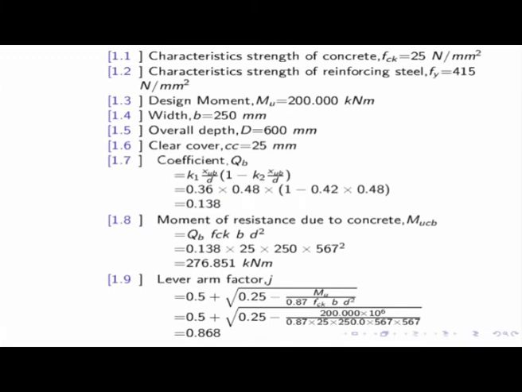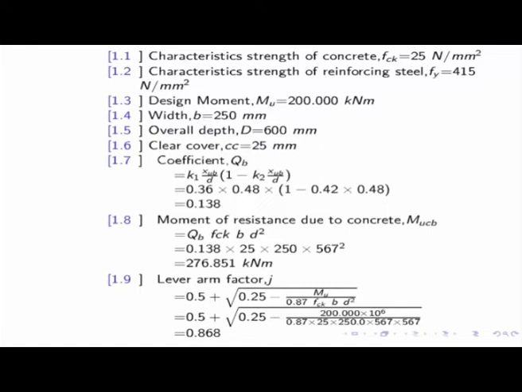So characteristic strength of concrete Fck is 25 Newton per square millimeter, because it is M25. Characteristic strength of reinforcing steel, I always prefer to write reinforcing steel, because the other one is structural steel. Whenever we do the design of steel structure, there we will find structural steel. So to distinguish, I write reinforcing steel, and that is Fy equal to 415 Newton per square millimeter, because this is Fe415. Design moment Mu is 200 kilonewton meter.